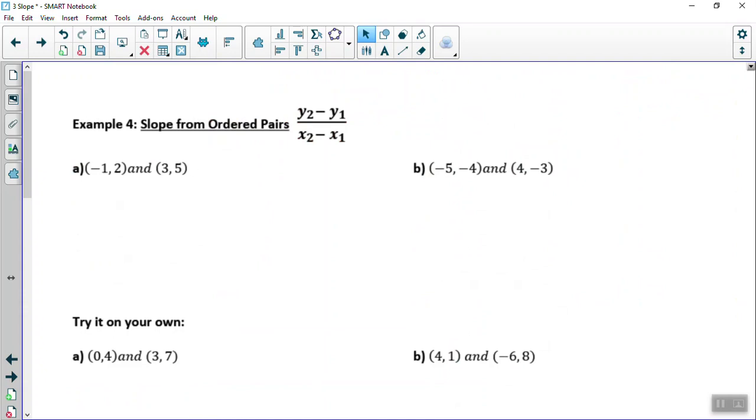Now when we do this, I always like to label my points. Every ordered pair has an x value and a y value, an x value and a y value. But what do these 2's and 1's mean?